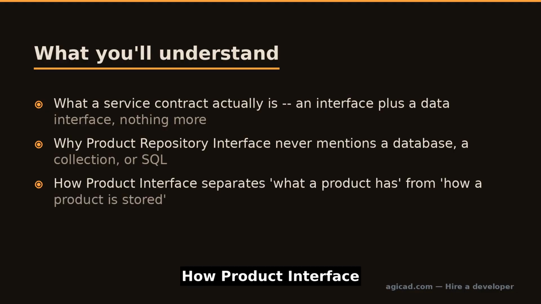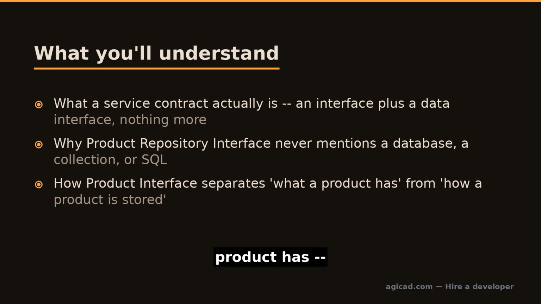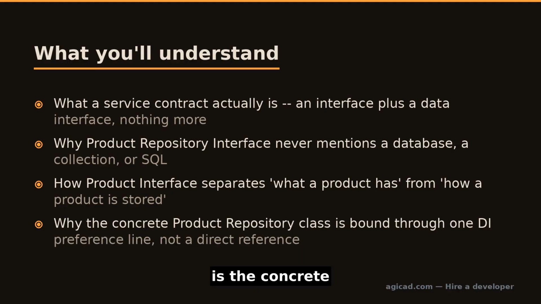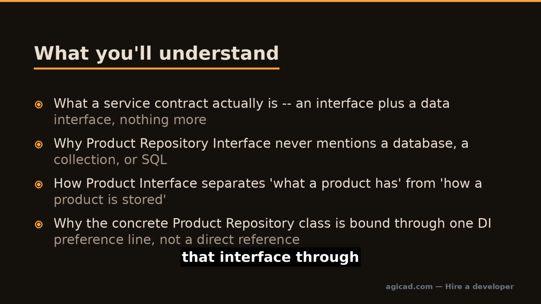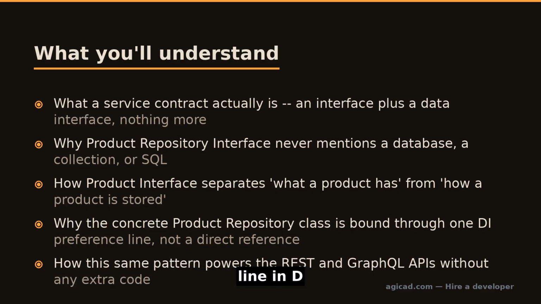How product interface separates what a product has: a SKU, a price, a name, from how a product is actually stored, which is the concrete product class's problem, not the interface's. Why the real product repository class gets bound to that interface through a single preference line in di configuration, not a hard reference anywhere in calling code.